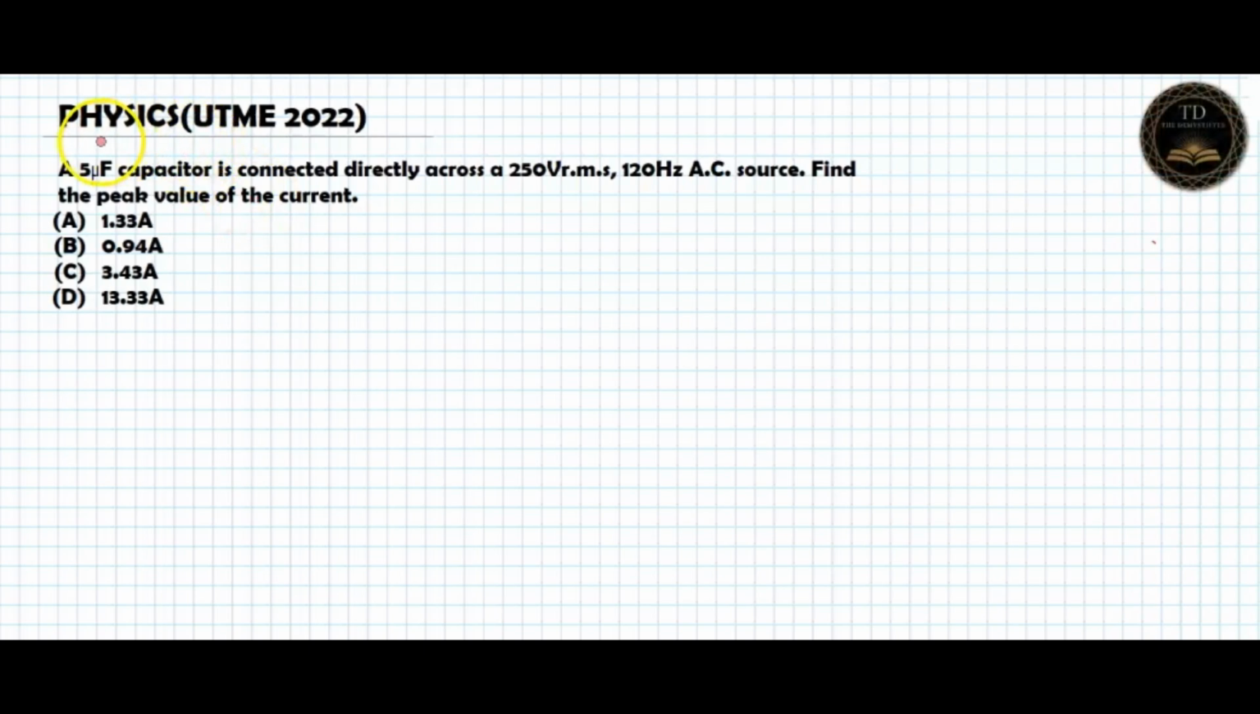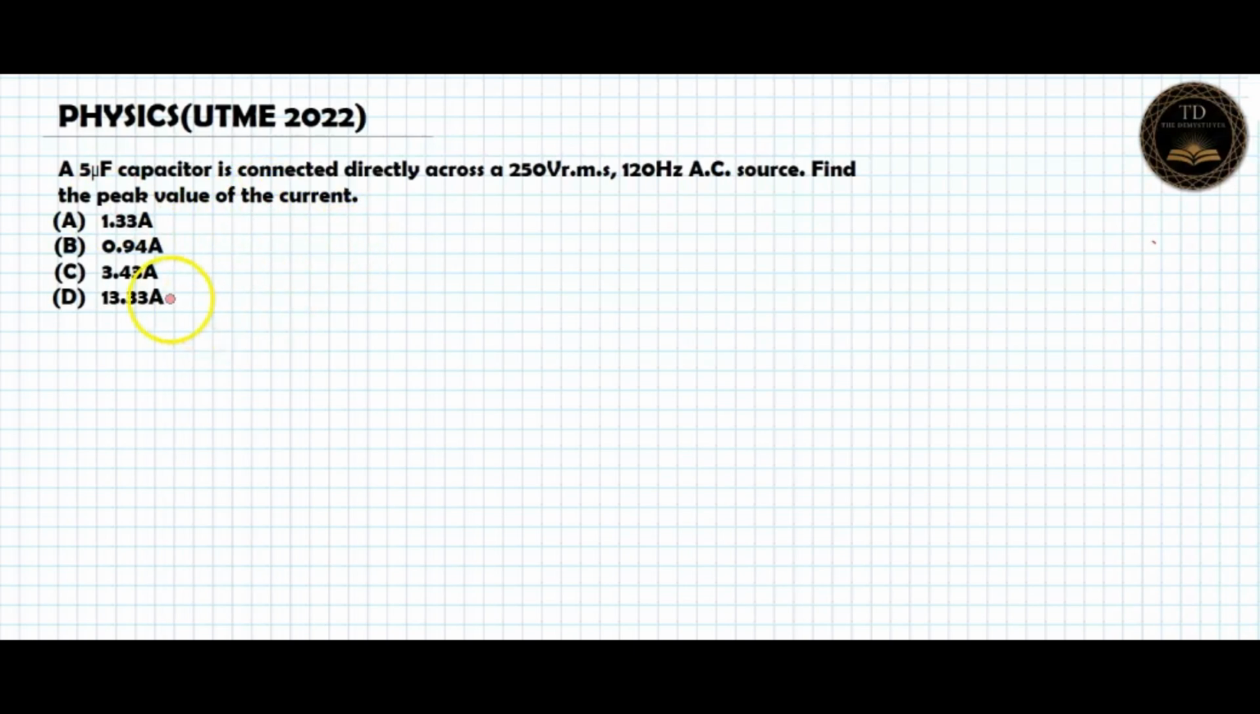Hi, let's demystify this physics UTME 2022 question on the AC circuit. It says a 5 microfarad capacitor is connected directly across a 250 root mean square voltage, 120 Hz AC source. Find the peak value of the current.